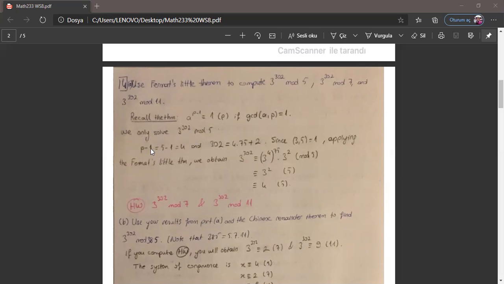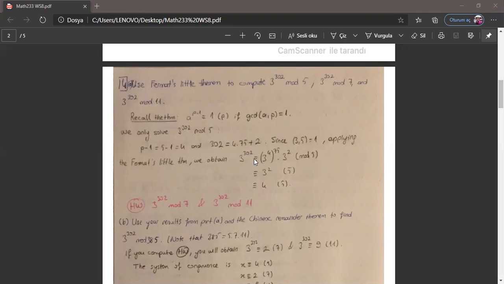Remark that p minus 1, which is 4, and this number can be written in this form, 4 times 75 plus 2. Now, as 3 and 5, as in here, p is 5 and a is 3, the greatest common divisor of them is 1, okay? Then it means we can apply this theorem. So what do we have? Instead of a, we write 3. Instead of p, we write 5, as in here.